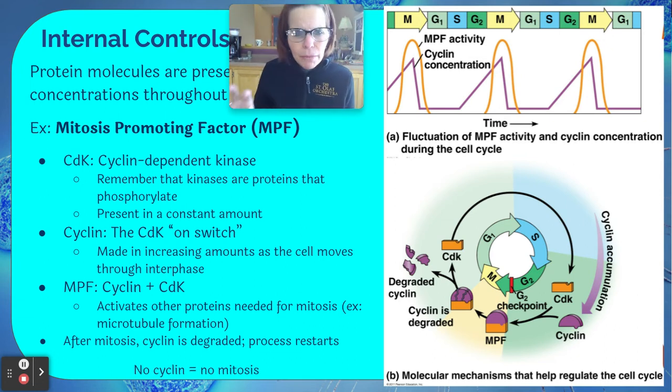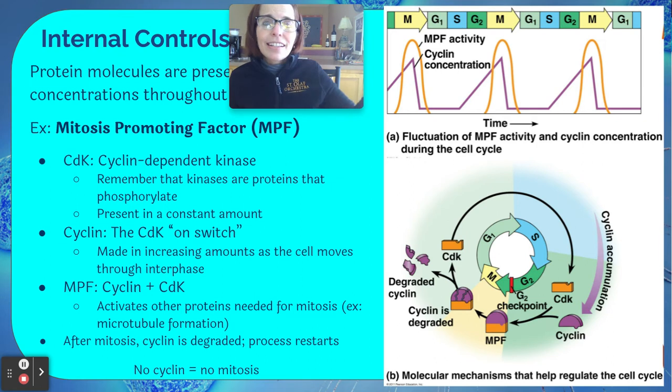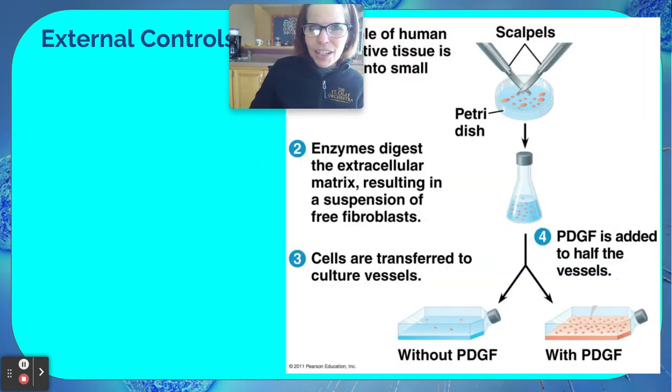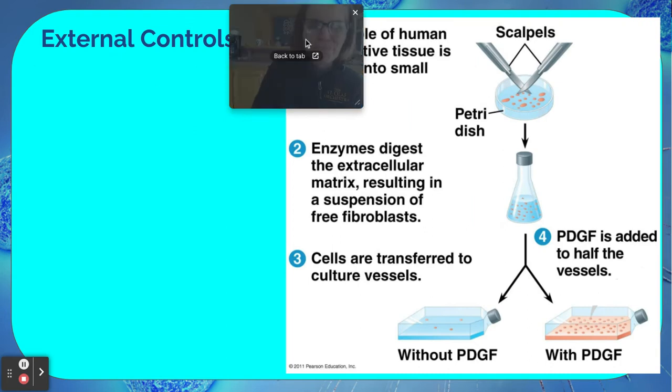Oh, and I wrote down at the bottom, if there's no cyclin, then there's no mitosis. So stopping cyclin production tells the cell to go into G naught. If there's no cyclin, we're not going to get any cell cycle. We're not going to get any cell division.